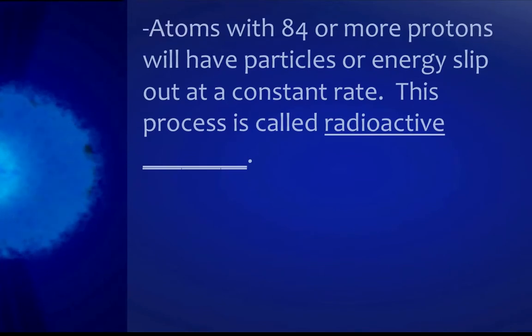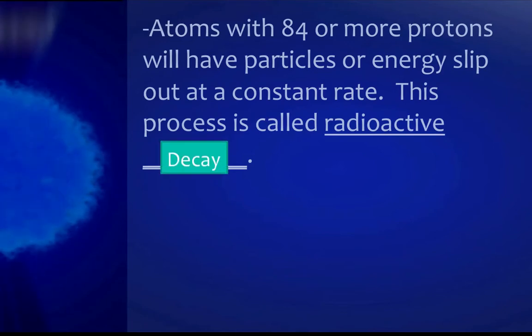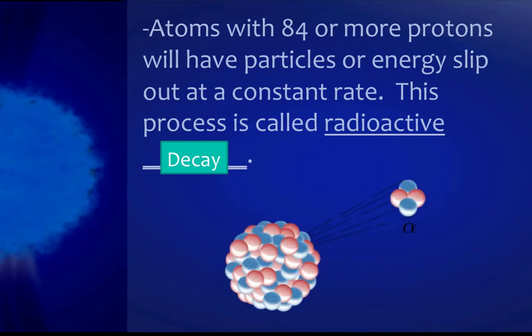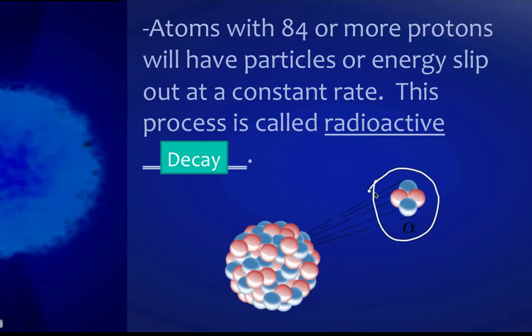Atoms with 84 or more protons will have particles or energy slip out at a constant rate. This process is called radioactive decay. If we want to take a look at what that would appear like, here we have a nucleus which is jammed full of protons and neutrons, and we see a particle slipping out. This happens to be called an alpha particle, and it's made of 2 protons and 2 neutrons. You see that it has left the nucleus, and now it's going to go elsewhere.